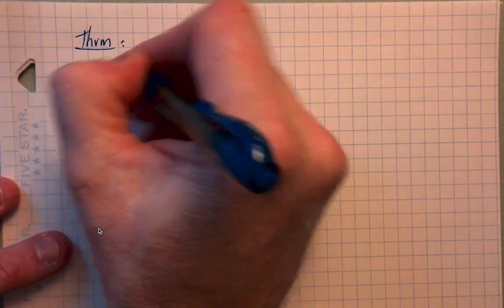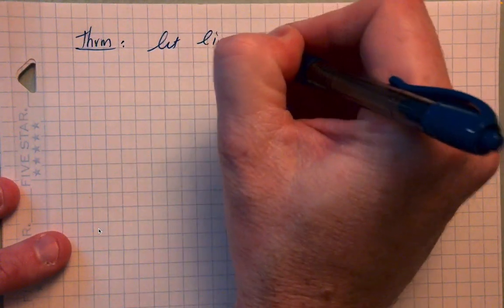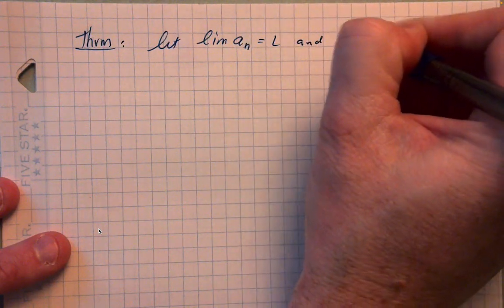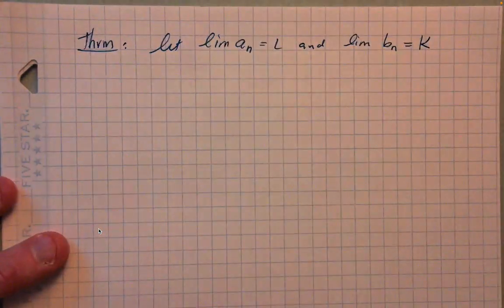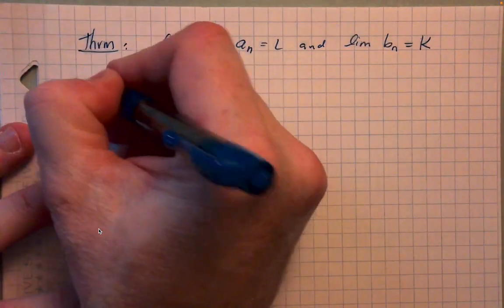So we'll let the limit of a of n equal L and the limit of b of n equal k, right? So I got two sequences, separate sequences, a of n and b of n. They both have limits. They're different, though. Well, they could be the same, but not necessarily, right? So L and k. Okay, so if that's the case, then what can we say here?